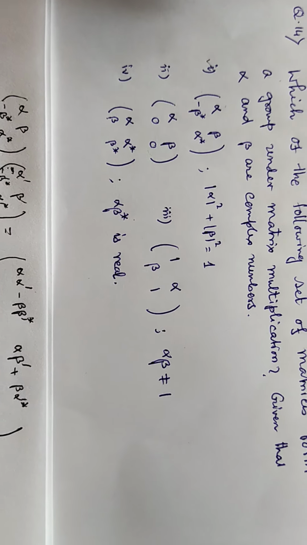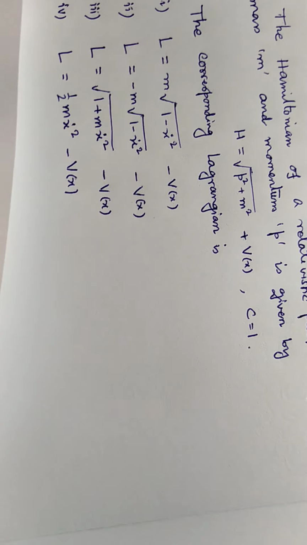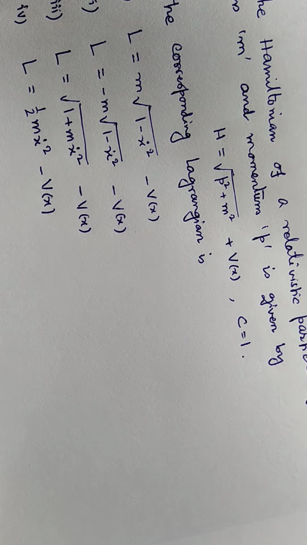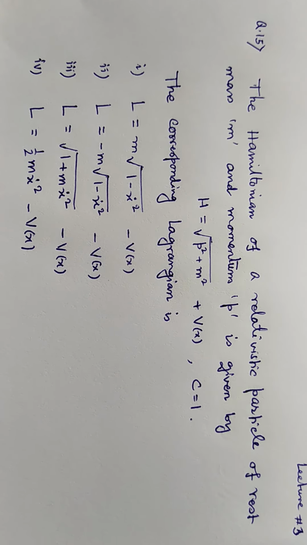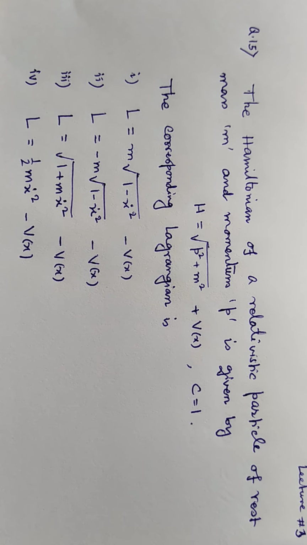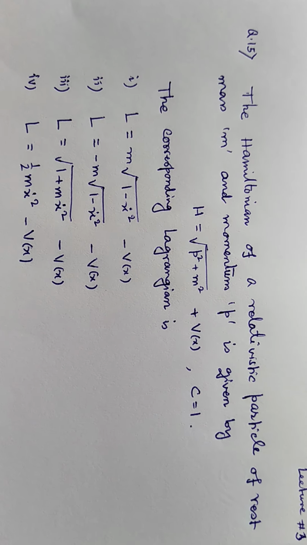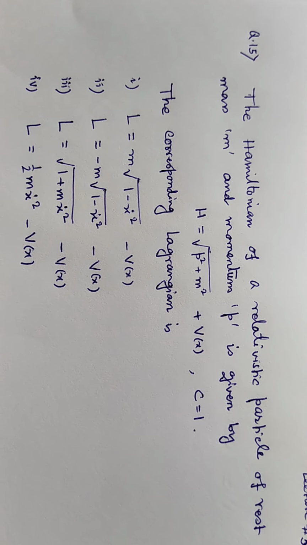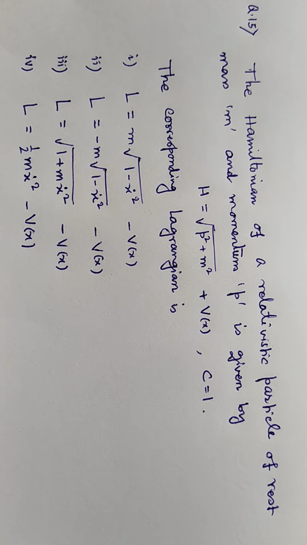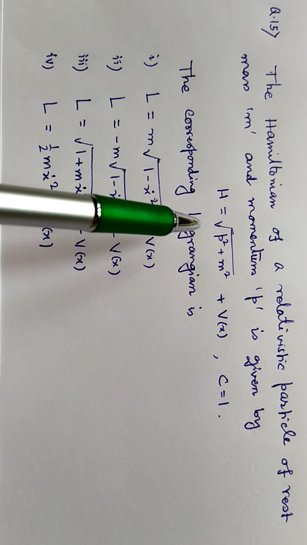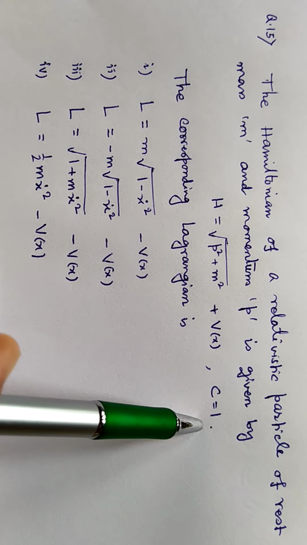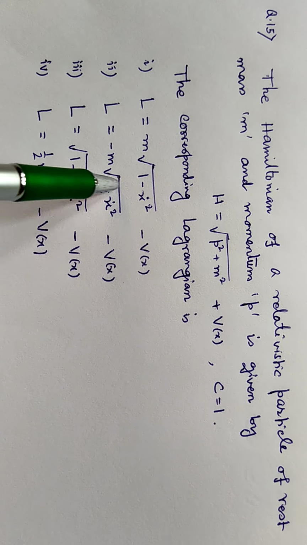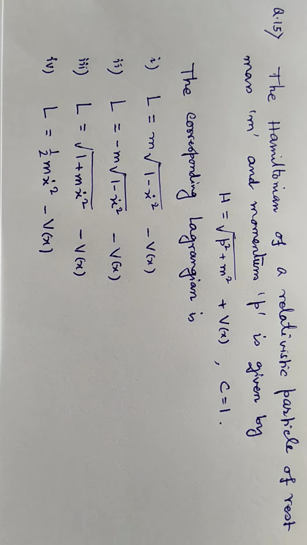And the last question today I am going to discuss is from classical mechanics. The question is this: the Hamiltonian of the relativistic particle of rest mass m and momentum p is given by H equals square root of p square plus m square plus V(x), and c is 1, okay. Then the corresponding Lagrangian is, there are 4 options, you have to choose the right. This is the relativistic particle, okay.